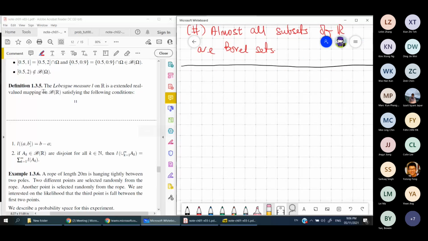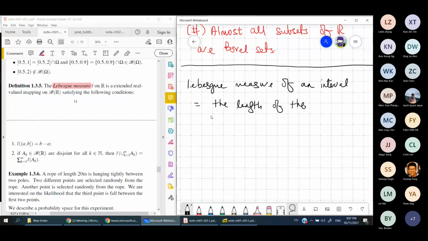Okay, next we try to discuss how to construct probabilities on R. So we look at here. Again, I'm not going to go into the details of the properties of Lebesgue measure, just let you know how to define it. In a sense, you can set the Lebesgue measure of an interval to be just equal to the length of that interval.